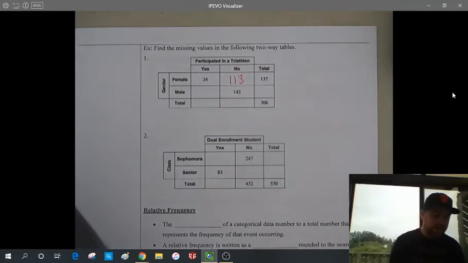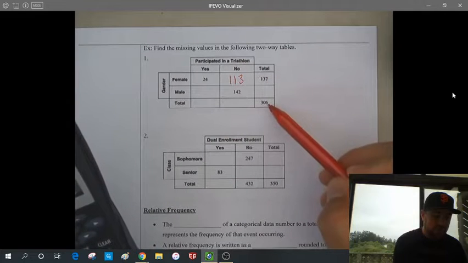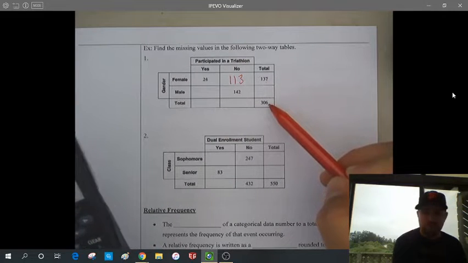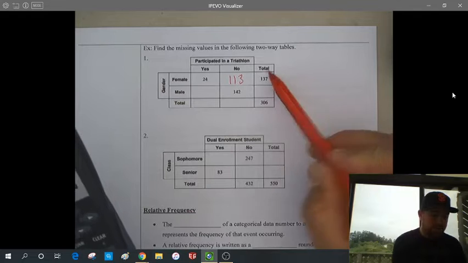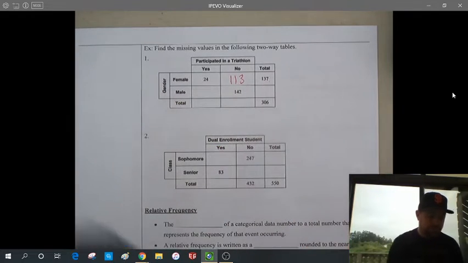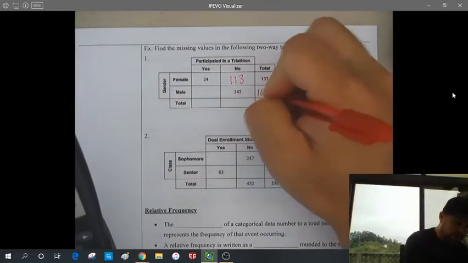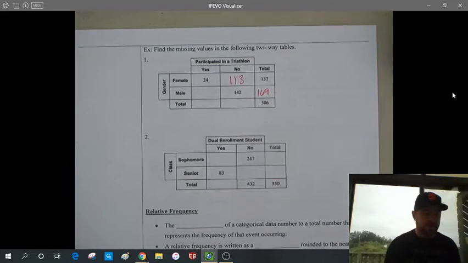I can do the same with the total column. I know 306 total people were surveyed here. 137 of those were female. So if I subtract 306 minus 137, it'll tell me that 169 total males were surveyed.